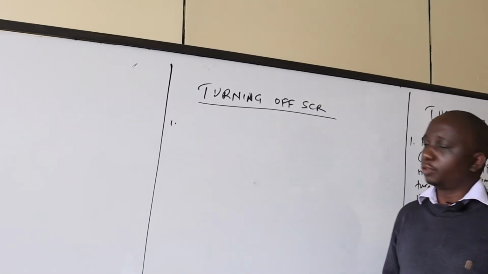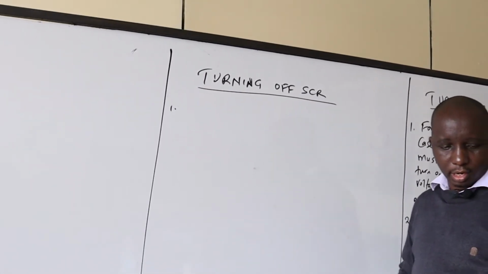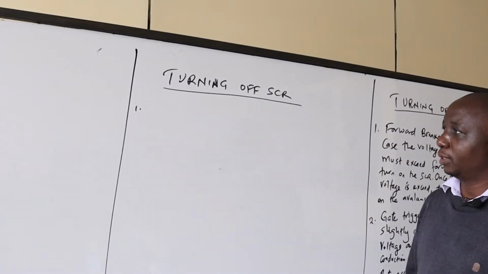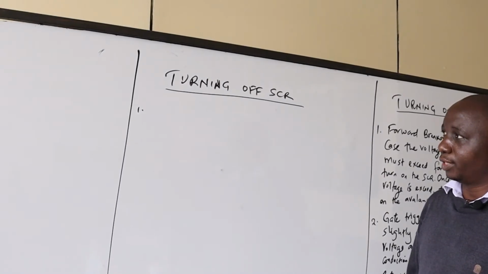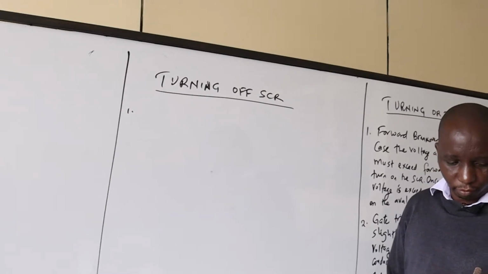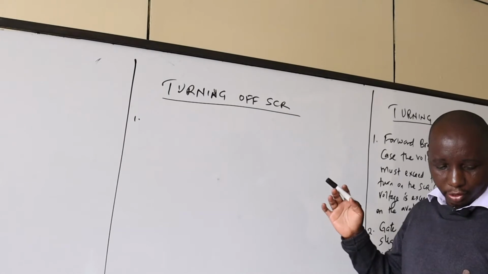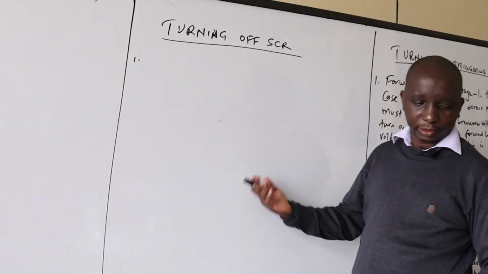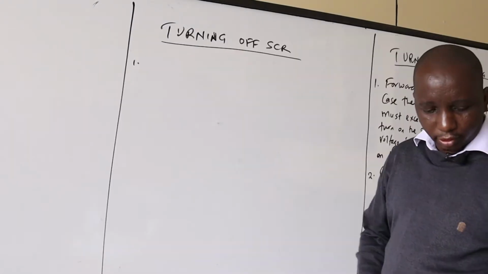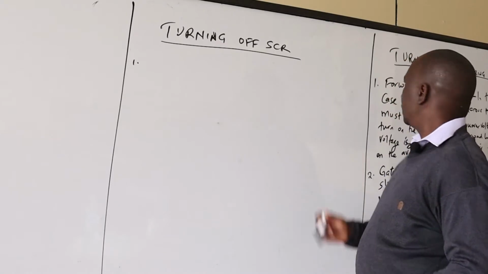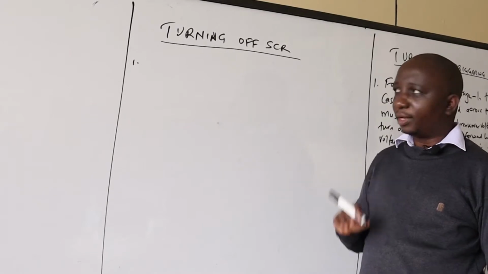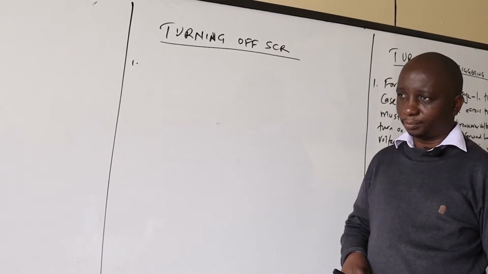There are basically two methods of turning off an SCR. One is to apply a voltage that is below the conduction voltage. The other is to reduce the current to below what we refer to as the holding current. Let us understand that once the SCR is turned on, it remains conducting until the applied voltage across its terminals is reversed.